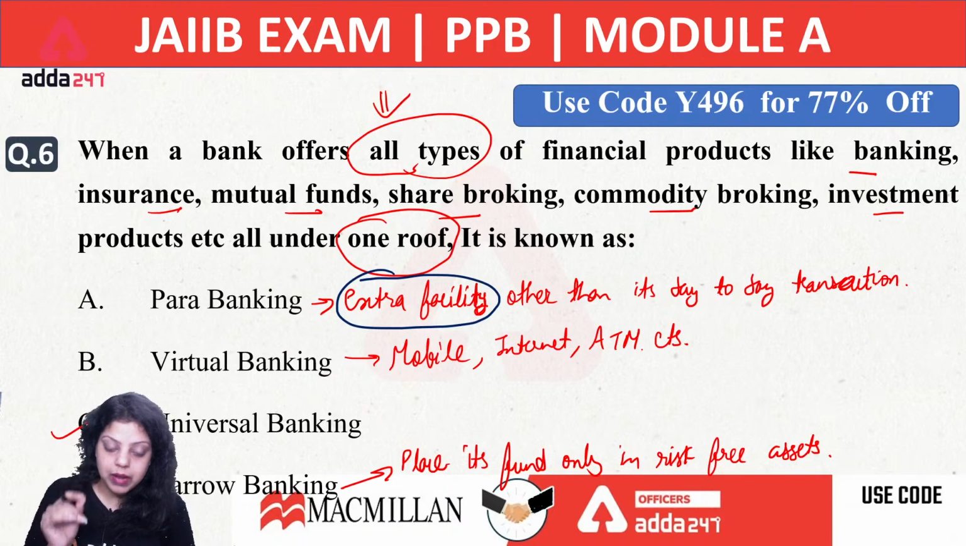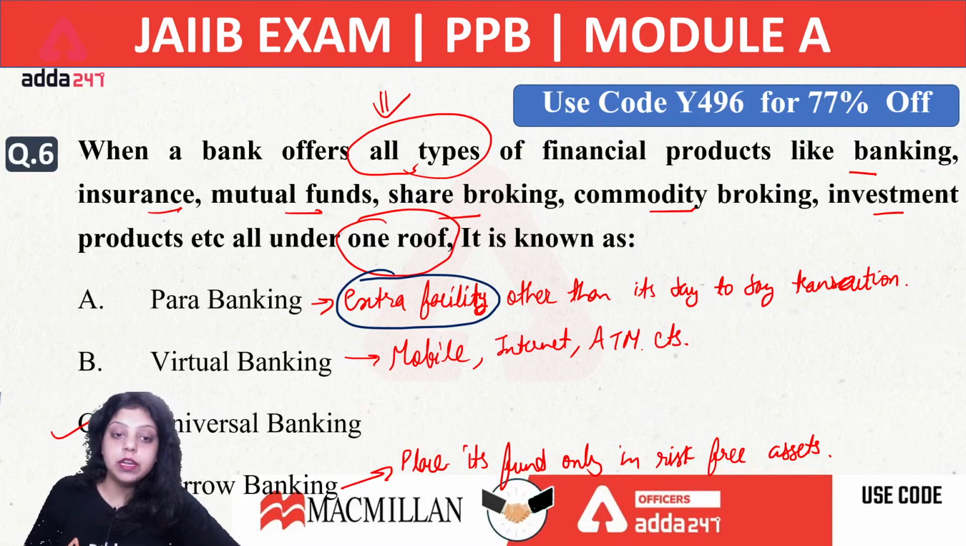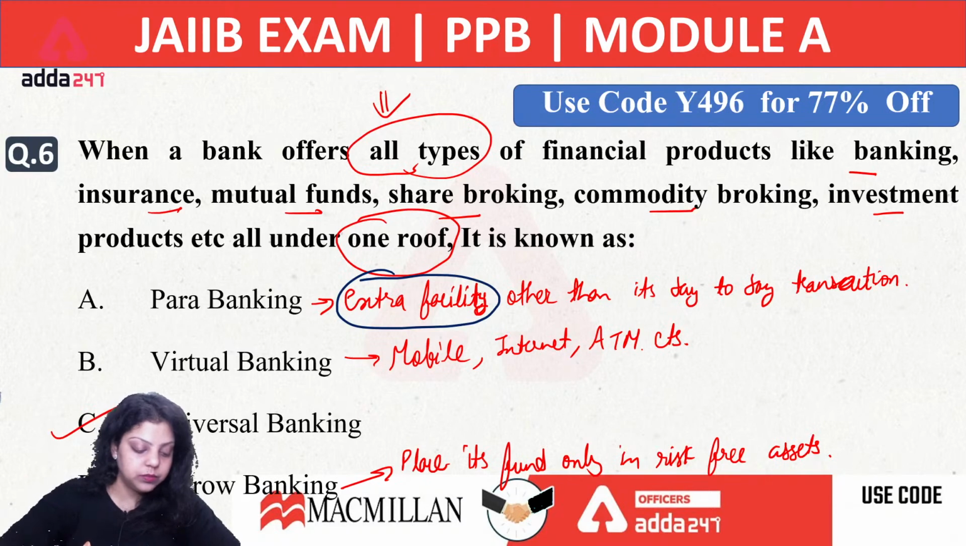Let me know by typing yes or okay or continue, so that I will continue the session. Is the difference between para and universal clear to all? So the answer to this question will be universal banking. Under one roof, we are getting all kinds of financial products.